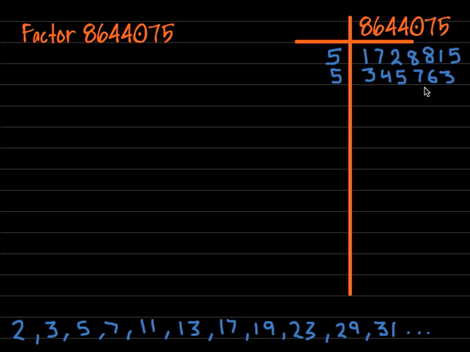Then I need to go check whether I can divide it by 7, and I can't divide it by 7. Then I check to see if I can divide it by 11, and I can divide that by 11. And 11 goes into 345,763 31,433 times. I try 11 again, and 11 doesn't go into that. Then I try 13, and 13 doesn't go into that. And then I try 17, and 17 works.